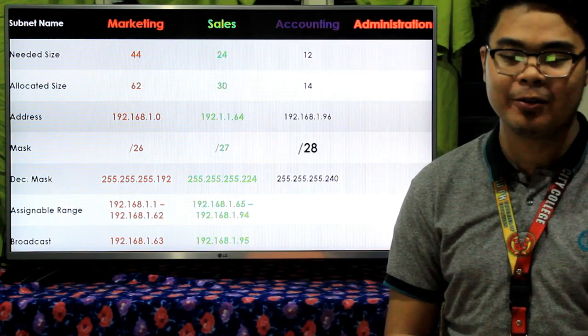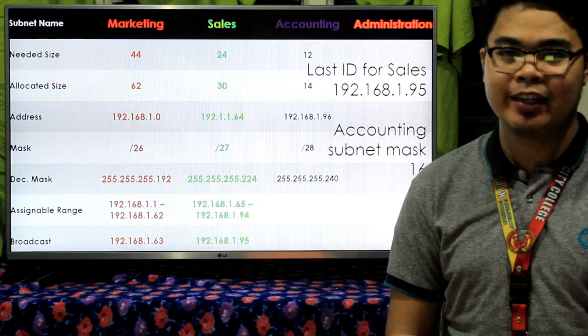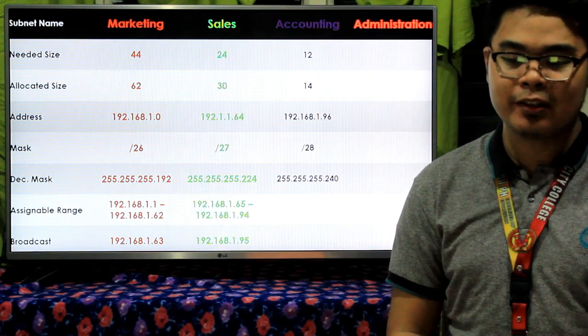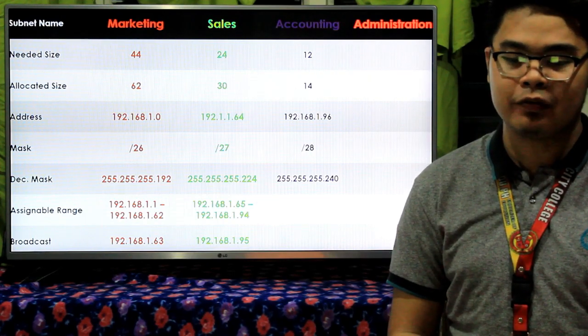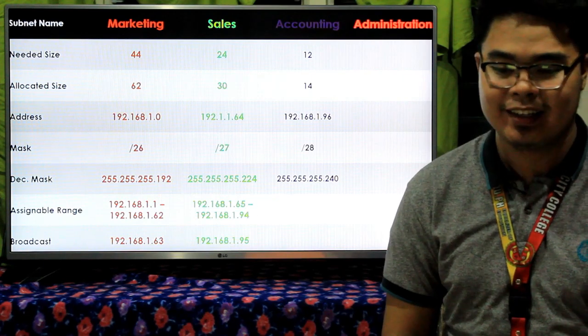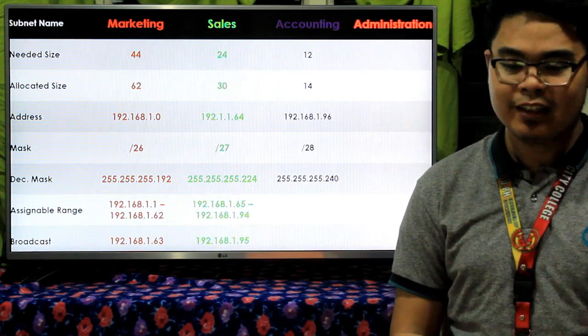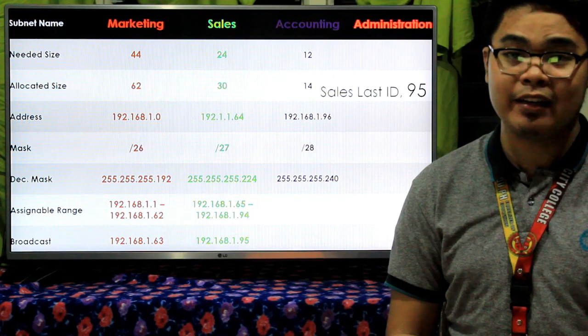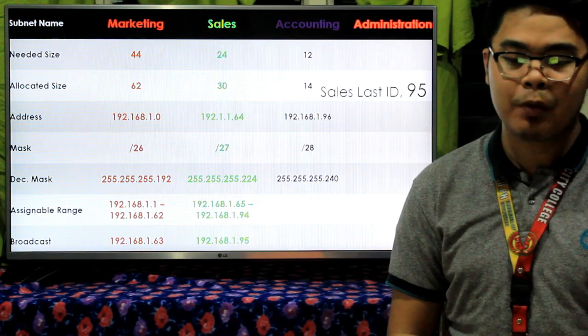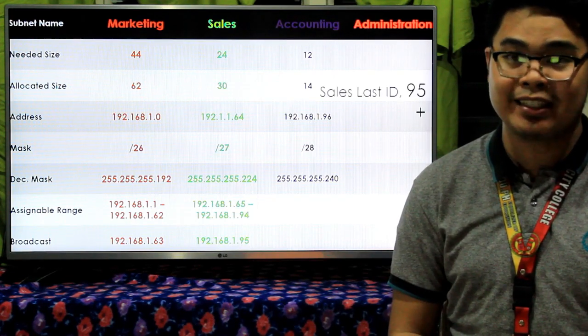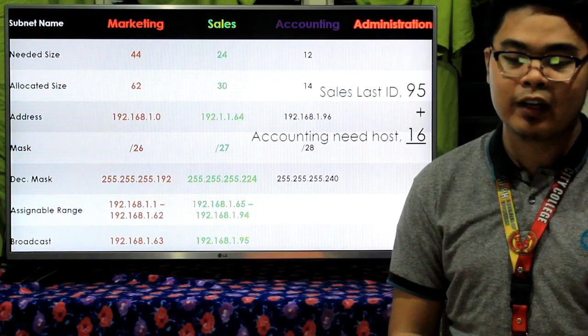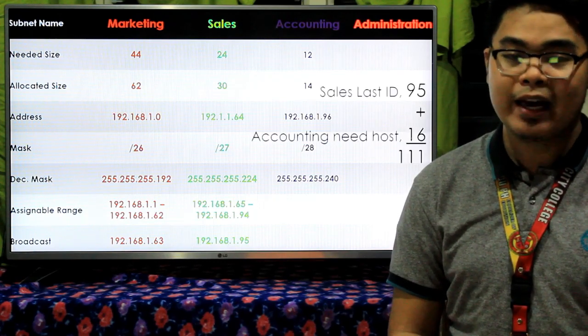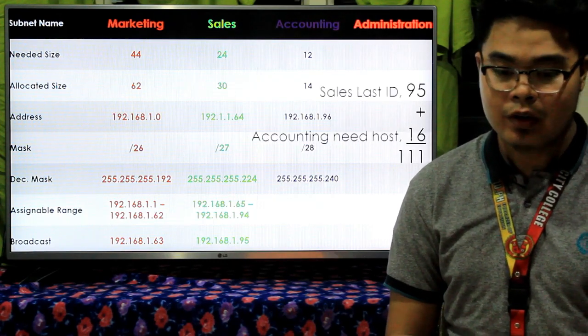Again, to get the assignable range, let's take a look first at the last ID of the sales department, which is 192.168.1.95, and the needed subnet size from the subnetting table for the accounting department is 16. Here's the calculation. Sales' last ID is 95, plus the accounting department's needed number of hosts, 16, equals 111, the total that the accounting department must have.